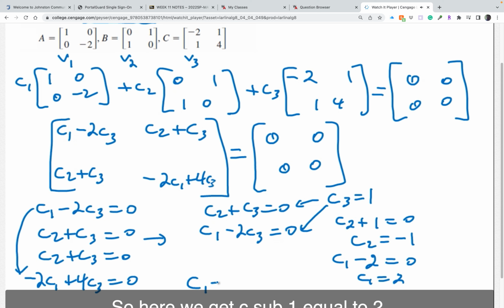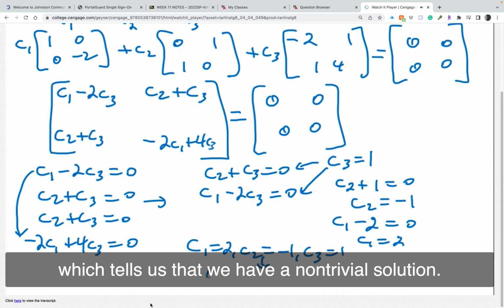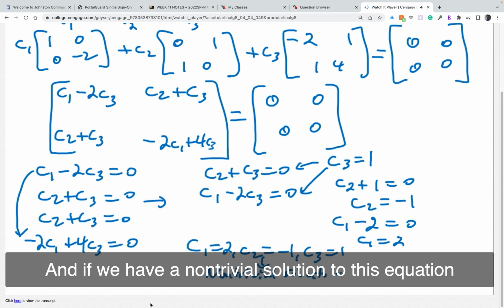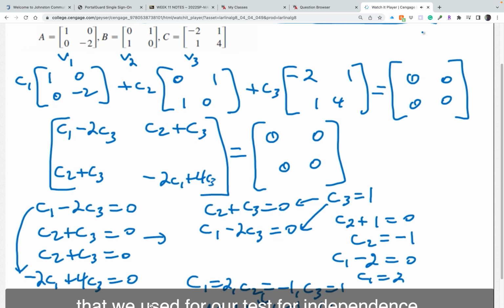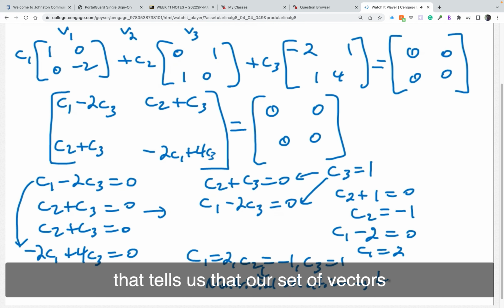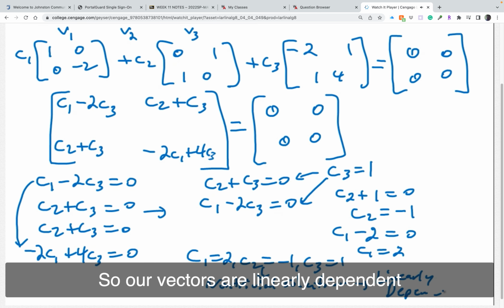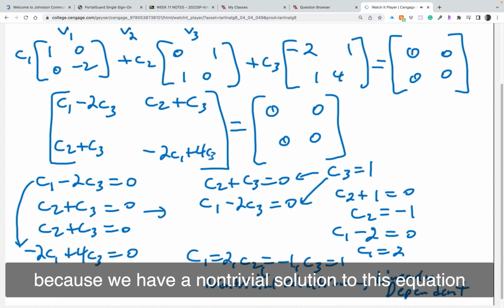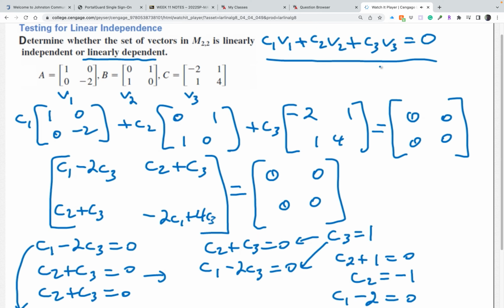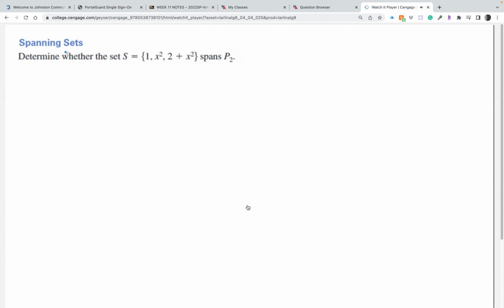So here we get c sub 1 equal to 2, c sub 2 equal to negative 1, and c sub 3 equal to 1, which tells us that we have a non-trivial solution. And if we have a non-trivial solution to this equation that we use for our test for independence, that tells us that our set of vectors is going to be linearly dependent. So our vectors are linearly dependent because we have a non-trivial solution to this equation that we use as a test for independence.